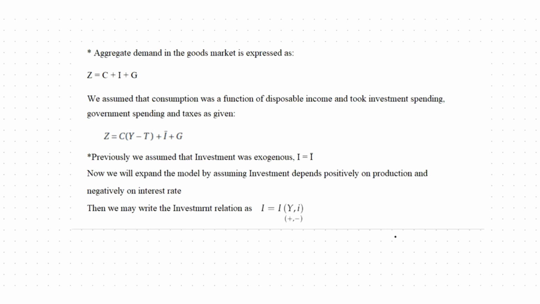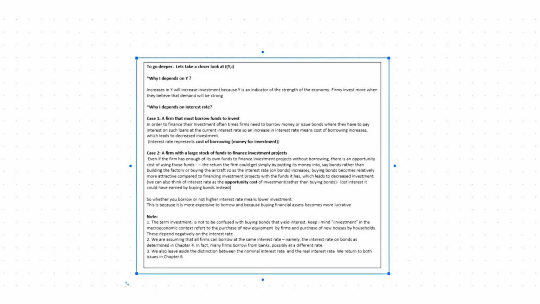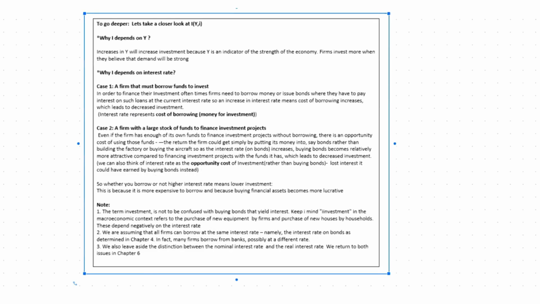Previously, we assumed investment was exogenous, I is equal to I bar. This is what our assumption in chapter 3 was. Now we will expand our model by assuming investment depends positively on output and negatively on interest rate, and hence now we can write our investment relation as investment is a function of Y and i instead of I is equal to I bar like we previously did. So now we're expanding our model. Now before we move forward, let's go a little deeper and take a closer look at this new investment relation.